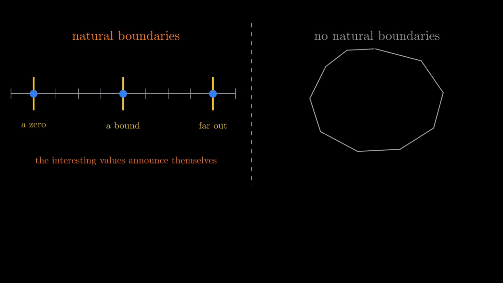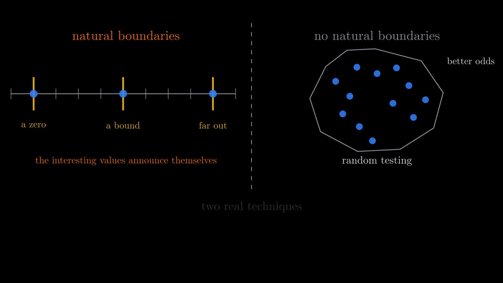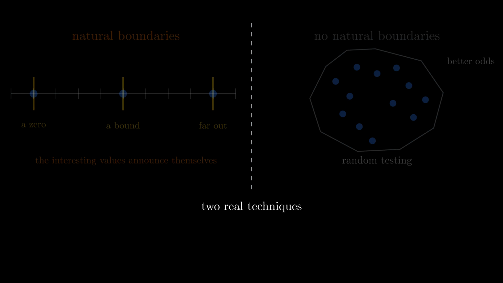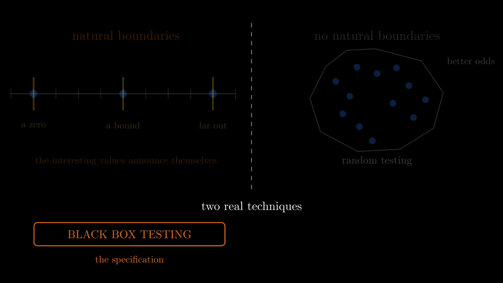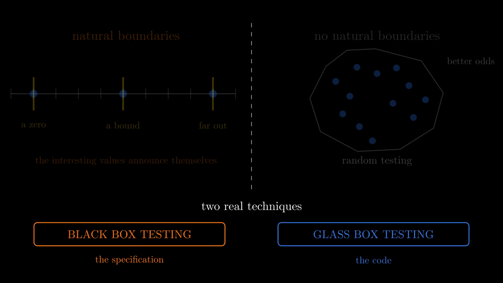Mathematical functions make this easy because they come with natural boundaries. Plenty of functions do not. When there is no boundary to reach for, you fall back on random testing, and the trade-off there is blunt. The more cases you throw at the function, the better your odds of tripping over a bug. Beyond intuition, there are two real techniques for manufacturing test cases: black box testing and glass box testing.